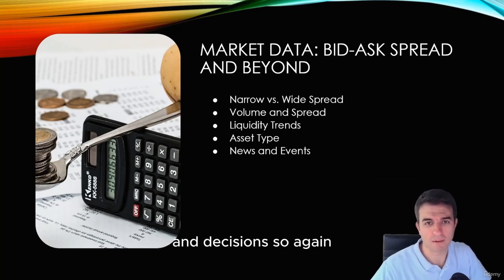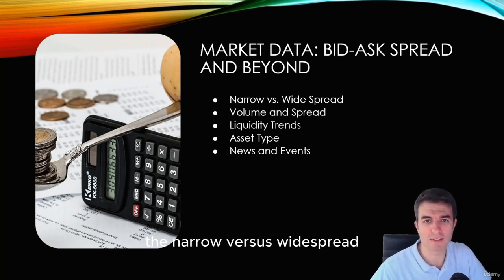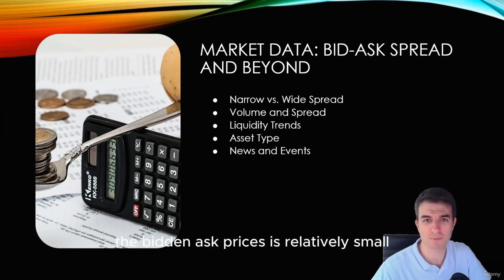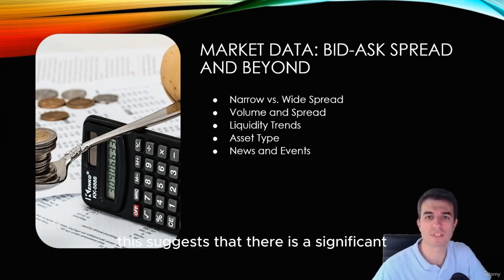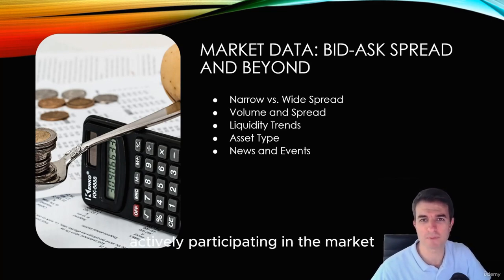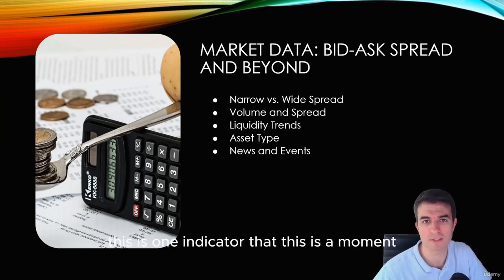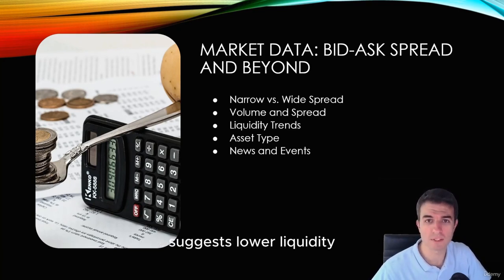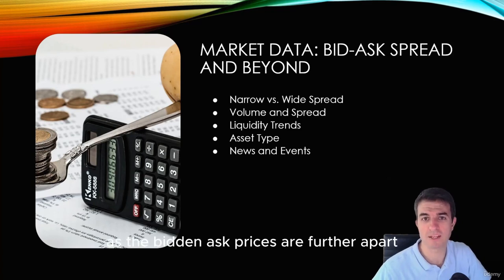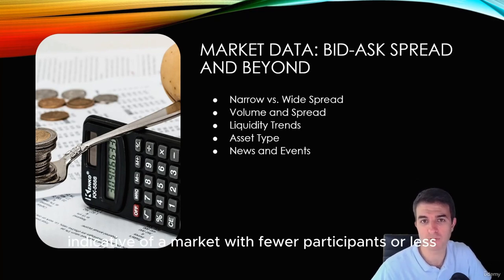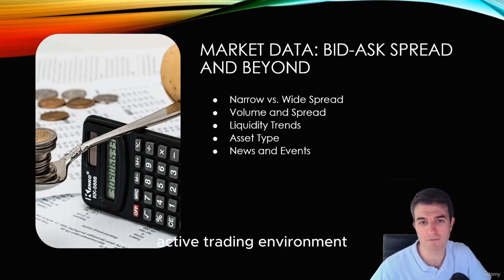So again, the narrow versus wide spread. A narrow spread indicates high liquidity, as the difference between the bid and ask prices is relatively small. This suggests that there is a significant number of buyers and sellers actively participating in the market, leading to tighter pricing. And this is good. This is one indicator that this is a good moment for trading, actually. While a wide spread suggests lower liquidity, as the bid and ask prices are farther apart. This can be indicative of a market with fewer participants or a less active trading environment.